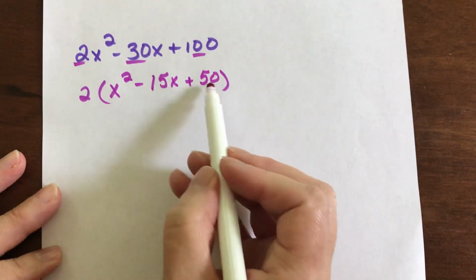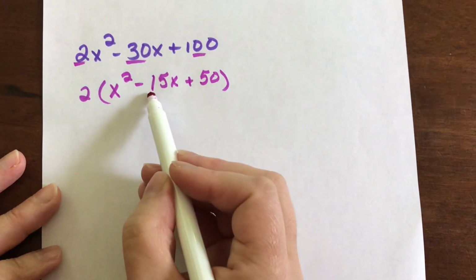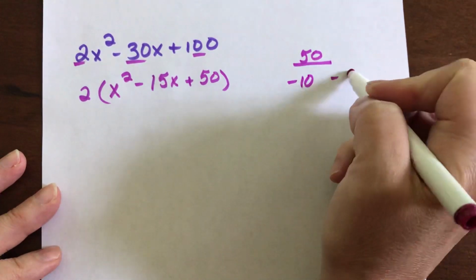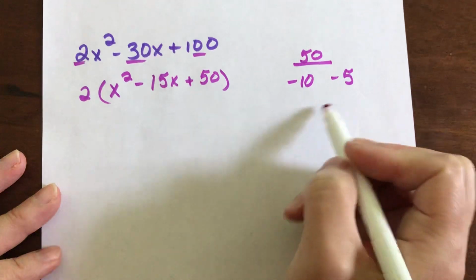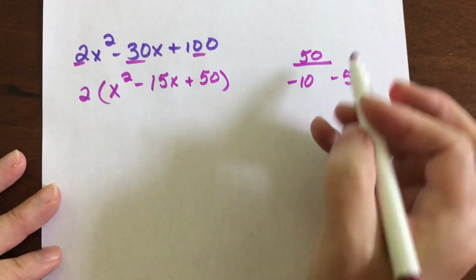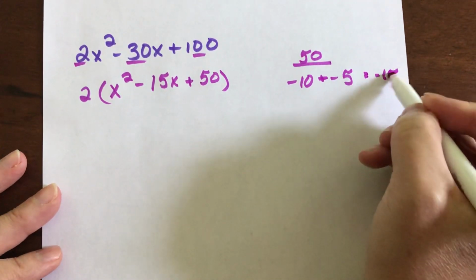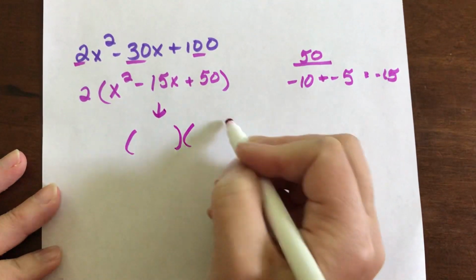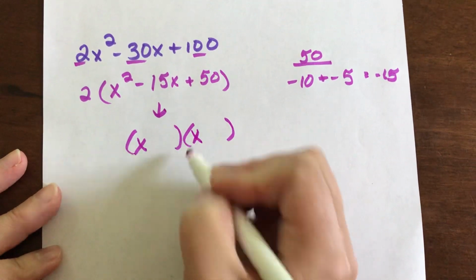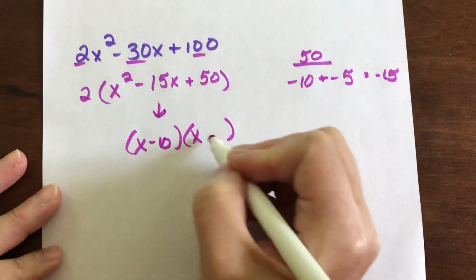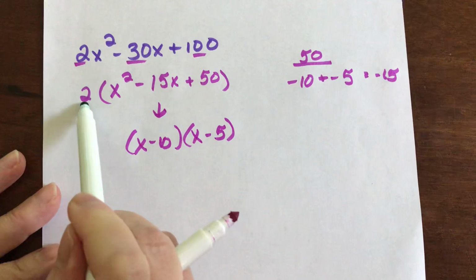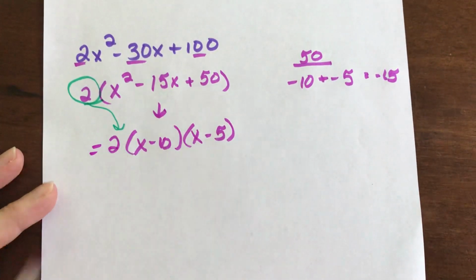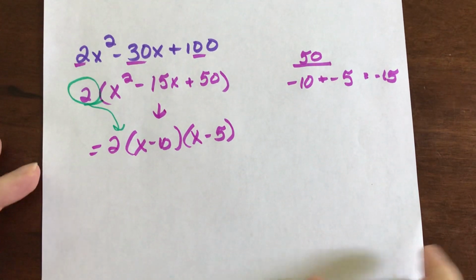Can we do the shortcut? Can you think of 2 factors of 50 that are going to add up to equal negative 15? I can. What about negative 10 and negative 5? Negative 10 times negative 5 is positive 50, but when you add them together, it equals negative 15, and that's my magic middle number. So I'm going to break this down to my 2 parentheses, divide up my x's, bring the negative 10, bring the negative 5, and again, what do you do with this guy that you pulled out? You bring him and put him in front of your answer, and you're done. So you have 2 times x minus 10 times x minus 5.